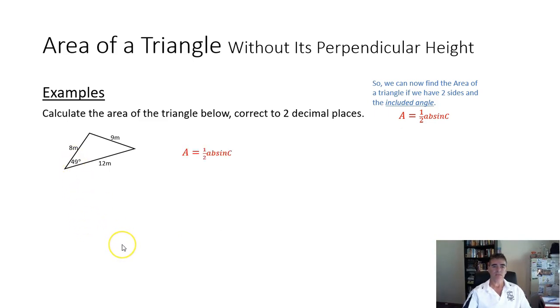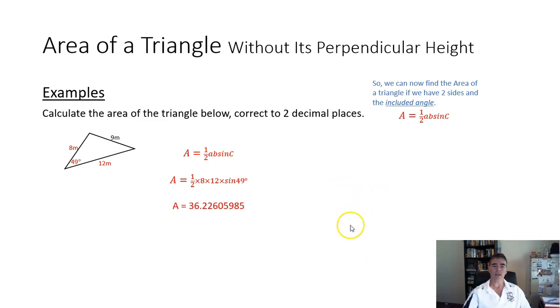So there's our angle, and we're going to use this rule, half AB sine C. There's our angle, and there are our two sides that make that the included angle. So once we know that, we can then substitute those in: a half times the two sides times the sine of the included angle. So we're not using the 9 in this situation.